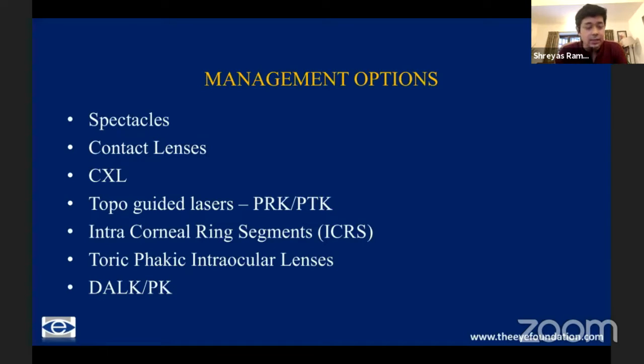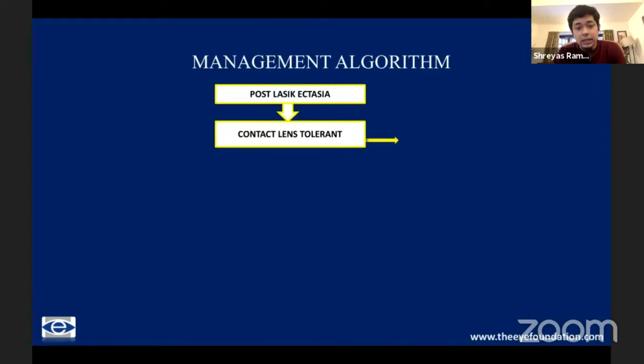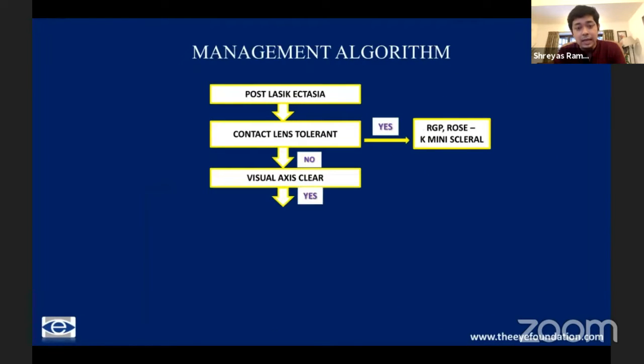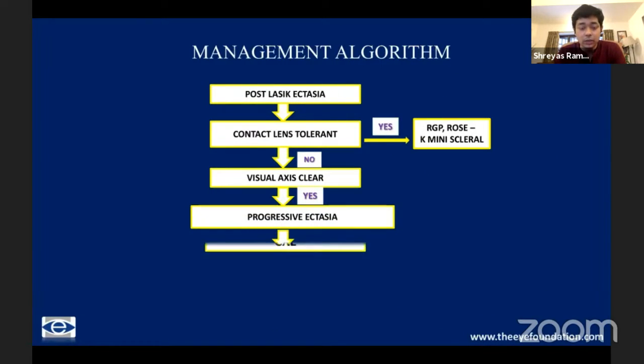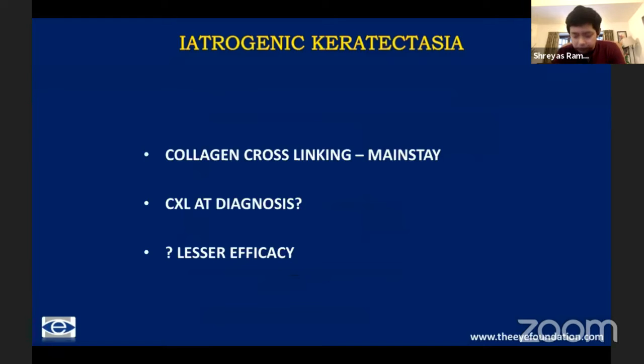Early onset ectasia we can just observe with spectacles, contact lenses, but possibly cross-linking comes much earlier in the algorithm for management of iatrogenic ectasia than it would even in a patient with keratoconus. The reason possibly is that post-LASIK ectasia, unlike in keratoconus, is possibly done at diagnosis because the chances that a patient with iatrogenic ectasia would progress at a much later age is much higher.